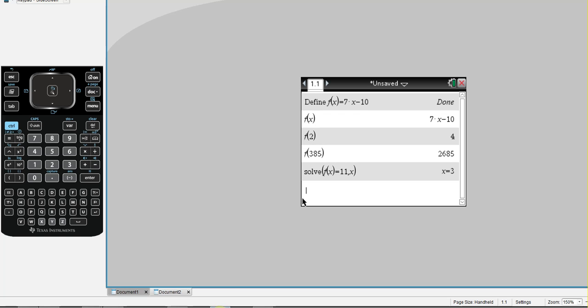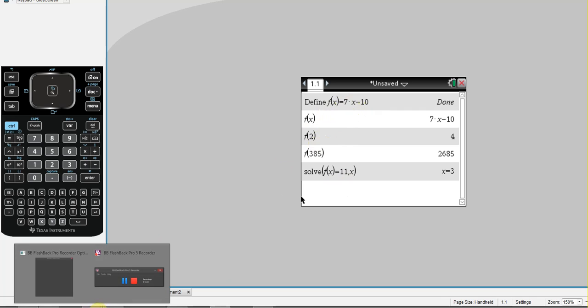So there we go. With calculators, remember, you're going to define your function. And if you want to find out what the function equals when x is something, you just type in f of whatever the number is. And if you want to do the other way around, you need to use their solve function for that. So there you go, there's a bit of an introduction to some solving linear equations.